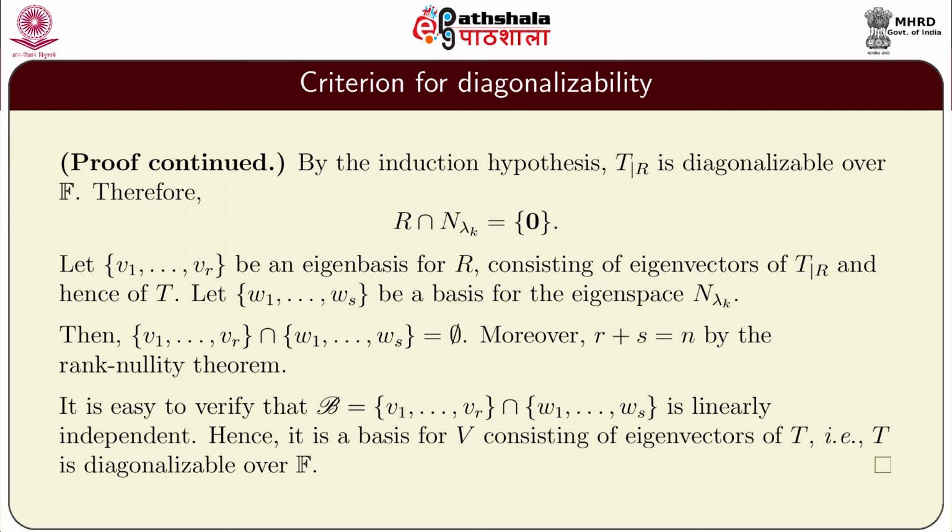Therefore, the set B has exactly n vectors and it is linearly independent, and V is also a vector space of dimension n. Hence, we have a basis for V consisting of eigenvectors of T, which proves that T is diagonalizable over F.